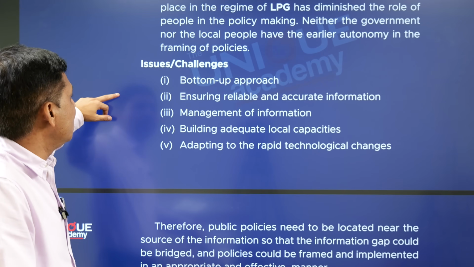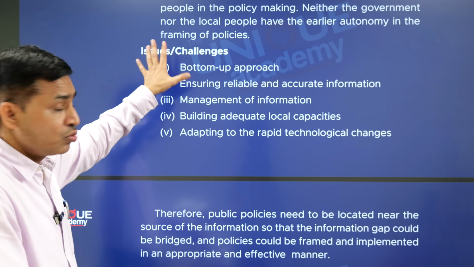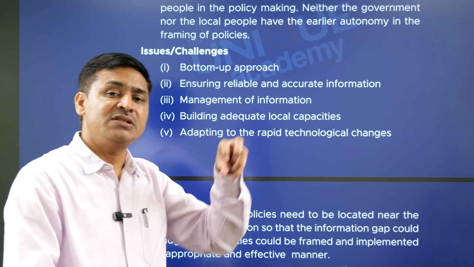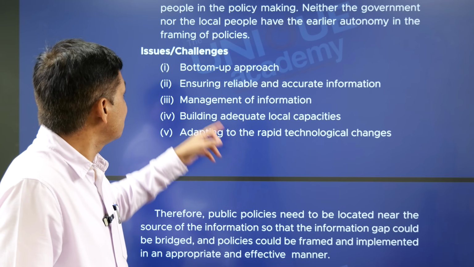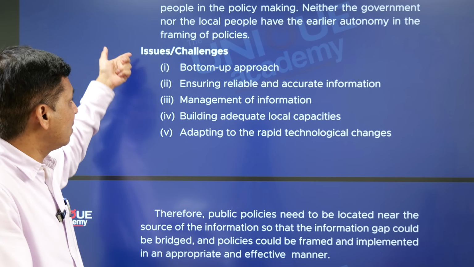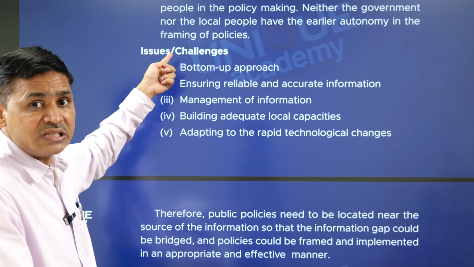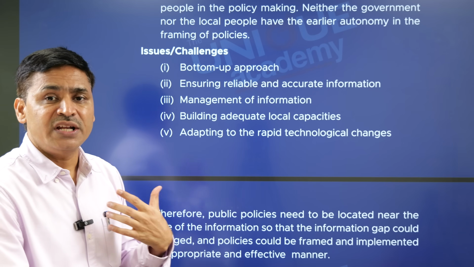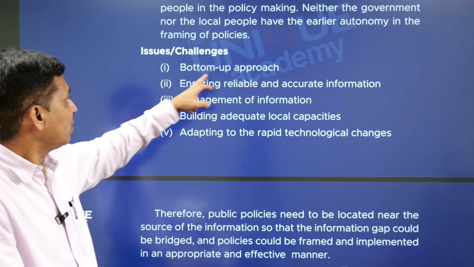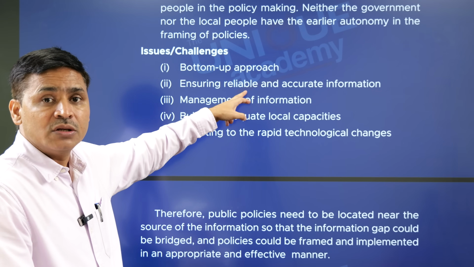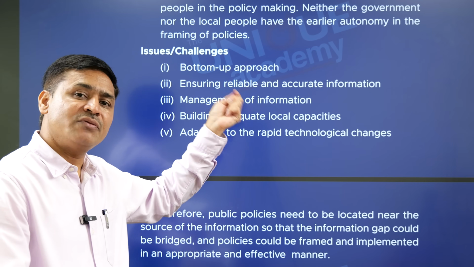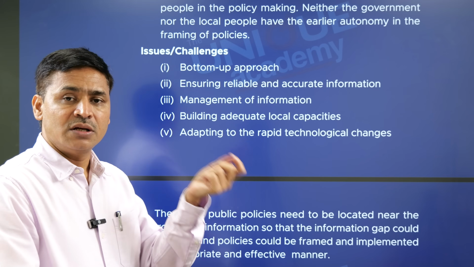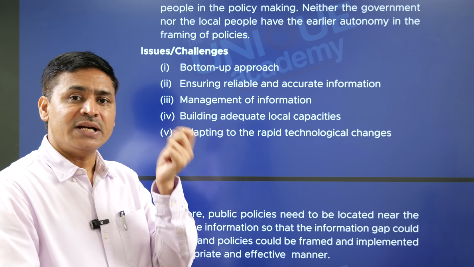Now, what are the issues here? Which issues and challenges? If policy making is located away from the source of the information, what is the leakage in the backdrop of that? So we saw the consequences. Now, what issues, what challenges do we get to see? Bottom up approach. You can look at it as a way out, as a measure, as a reform.